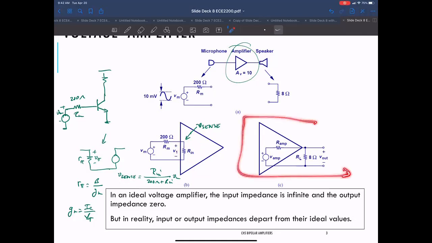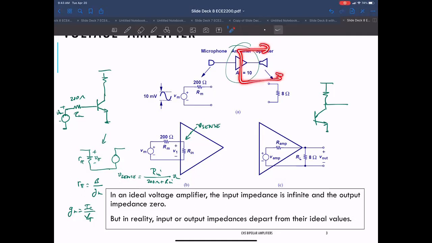Same type of situation on the output. If we're driving the same common emitter amplifier, and I'm looking at the output, like here, imagine I'm using a common emitter amplifier.